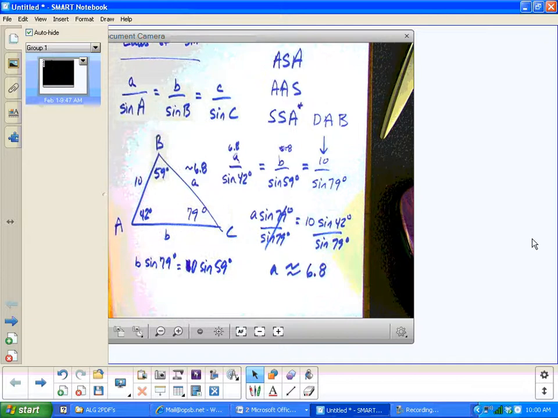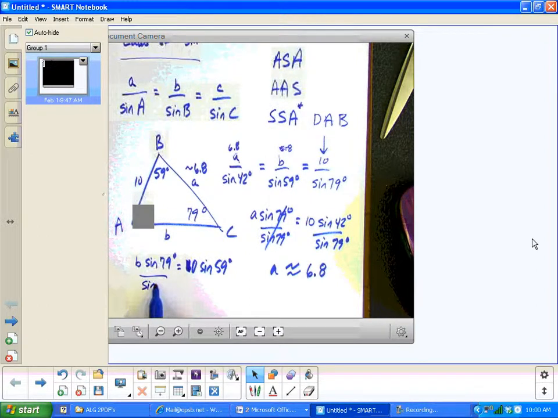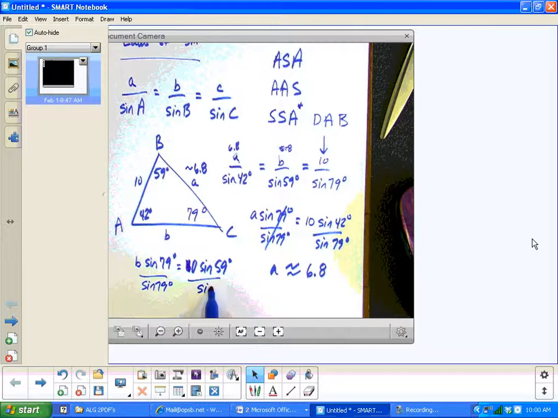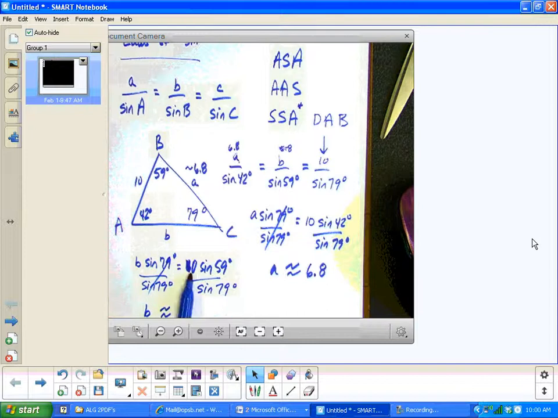Now we're solving for B. What can I do there? So you get B. Now we're just going to put in 10 times sine 59 divided by sine of 79. Yeah, that's it.